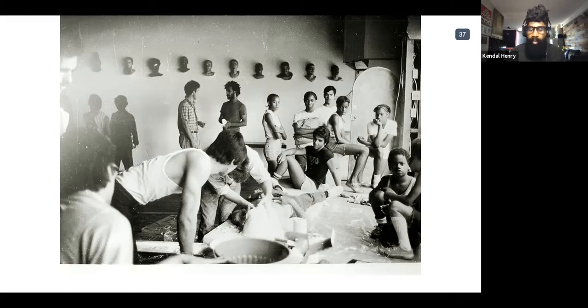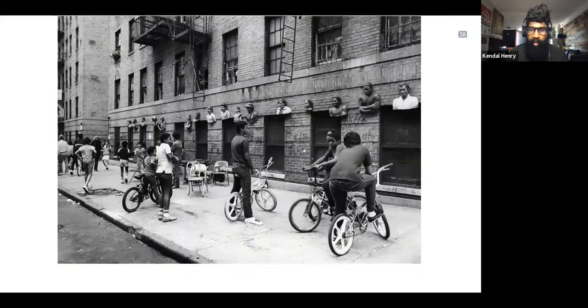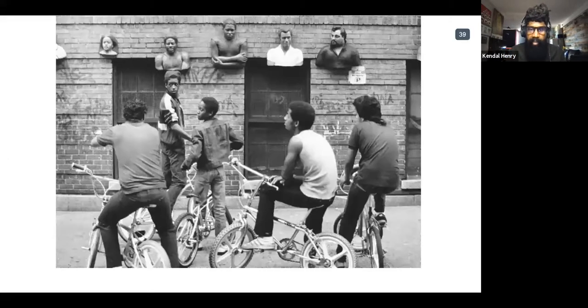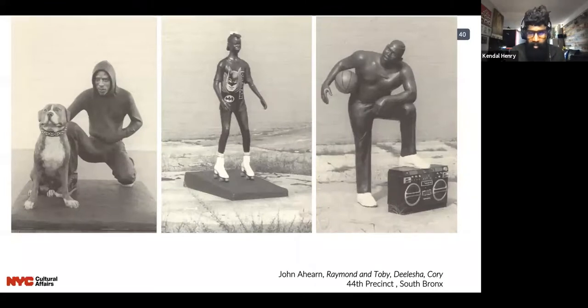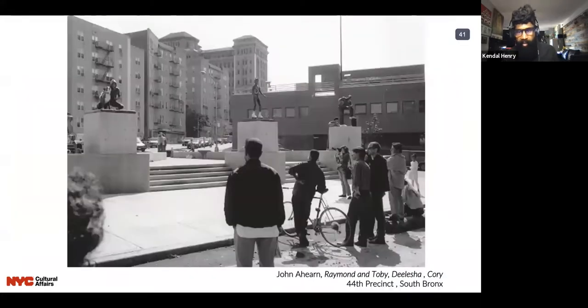John lived in the South Bronx, he still lives there. These are the people who live there as well. And so when a police station was going to be created, he had the fantastic idea of memorializing some of the individuals in the Bronx, illustrating them in the typical way of memorializing someone by placing them on a pedestal. So he selected these 3 individuals, Raymond and Toby the dog, Delisha and Corey, and created bronze representations of them and placed them on a pedestal in front of the police station.